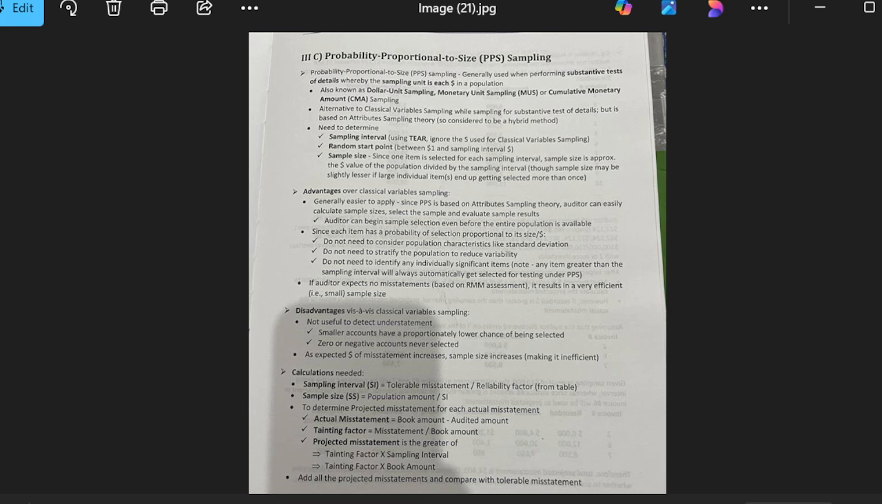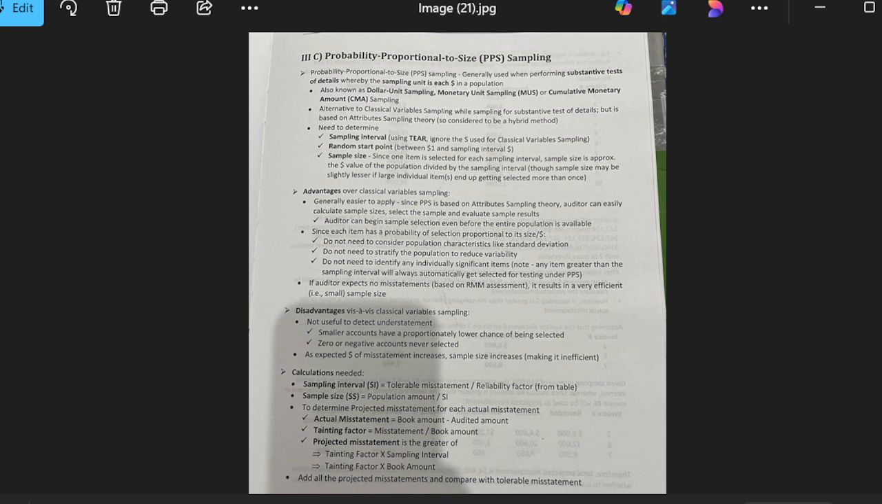So probability proportional to size sampling. This is not a popular form of sampling, though it is used sometimes in the audit. PPS sampling is generally used when performing substantive tests of details, whereby the sampling unit is each dollar in a population, also known as dollar unit sampling, monetary unit sampling, or cumulative monetary amount sampling. It is an alternative to classical variable sampling while sampling for substantive tests of details, but it is based on attribute sampling theory. So it is considered a hybrid method.